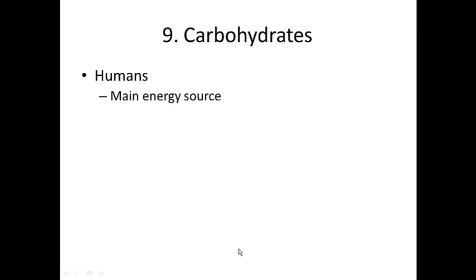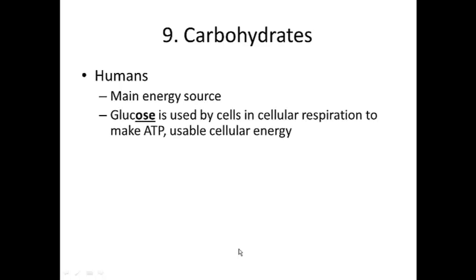Carbohydrates are used in humans as the main energy source. This is why our diet should be mostly carbohydrates. An example is glucose. Notice that it ends with "ose." That makes it a sugar. It is used by cells in cellular respiration to make ATP, which is a usable form of cellular energy. Glucose is often called blood sugar.